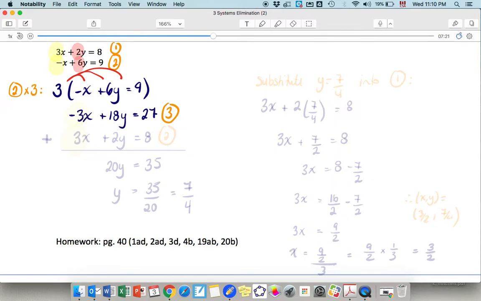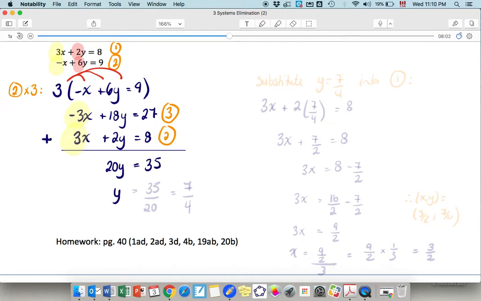So I'm going to now rewrite my first equation, so 3x plus 2y equals 8. Again, I just like to have my equations aligned so that I remember what I'm adding and what I'm subtracting. And now, by multiplying my second equation by 3, I have a coefficient of negative 3 for x and a coefficient of positive 3 for x. So hopefully you'll recognize this means that I'm going to add my two equations together to eliminate the x's. So negative 3x plus 3x is 0x, 18y plus 2y is 20y, and 27 plus 8 is 35.